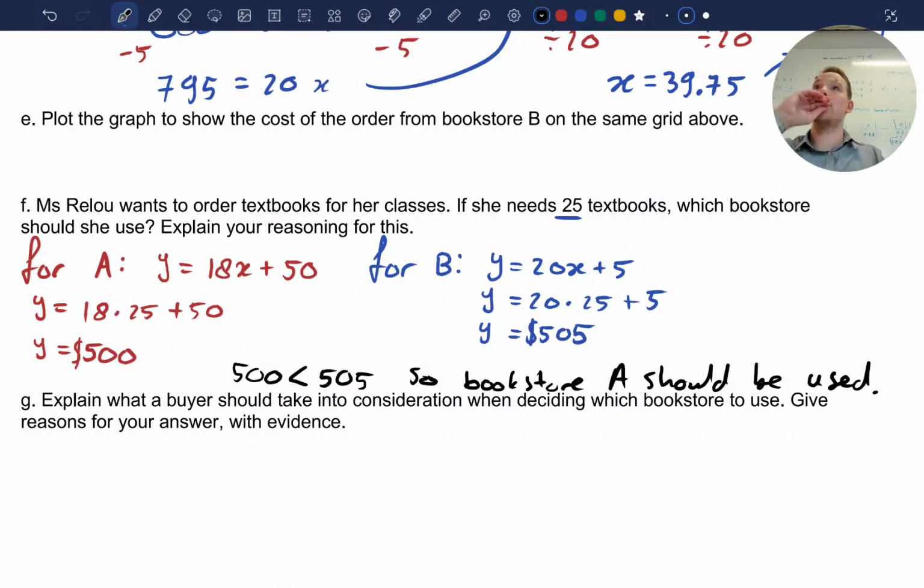Are we gonna get inequalities in our test or no? It's not really an inequality, it's just me writing down how I compare these values, but without writing the inequality sign, you can still say that 500 is less than 505.